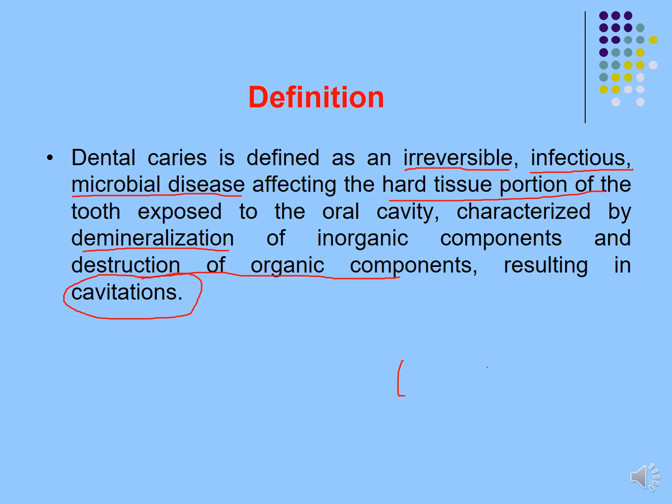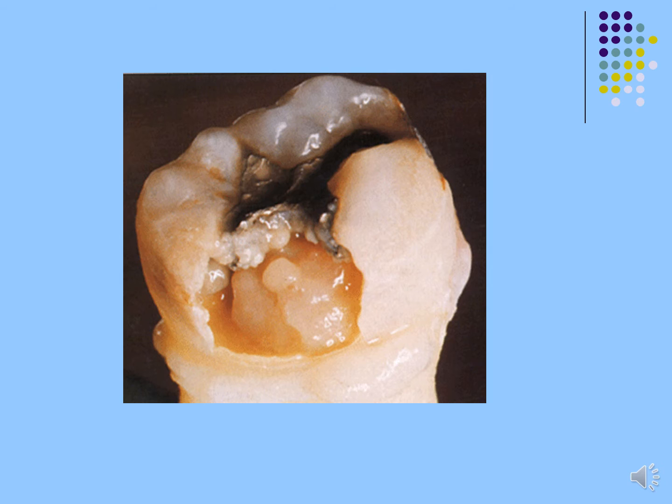How does a structure which is even harder than bone actually develop cavities? Well, this is how it happens. There is demineralization that takes place. The inorganic components are leached out, and once that happens, the organic component undergoes destruction, leading to cavitation. Now this is a picture of an extracted tooth specimen.